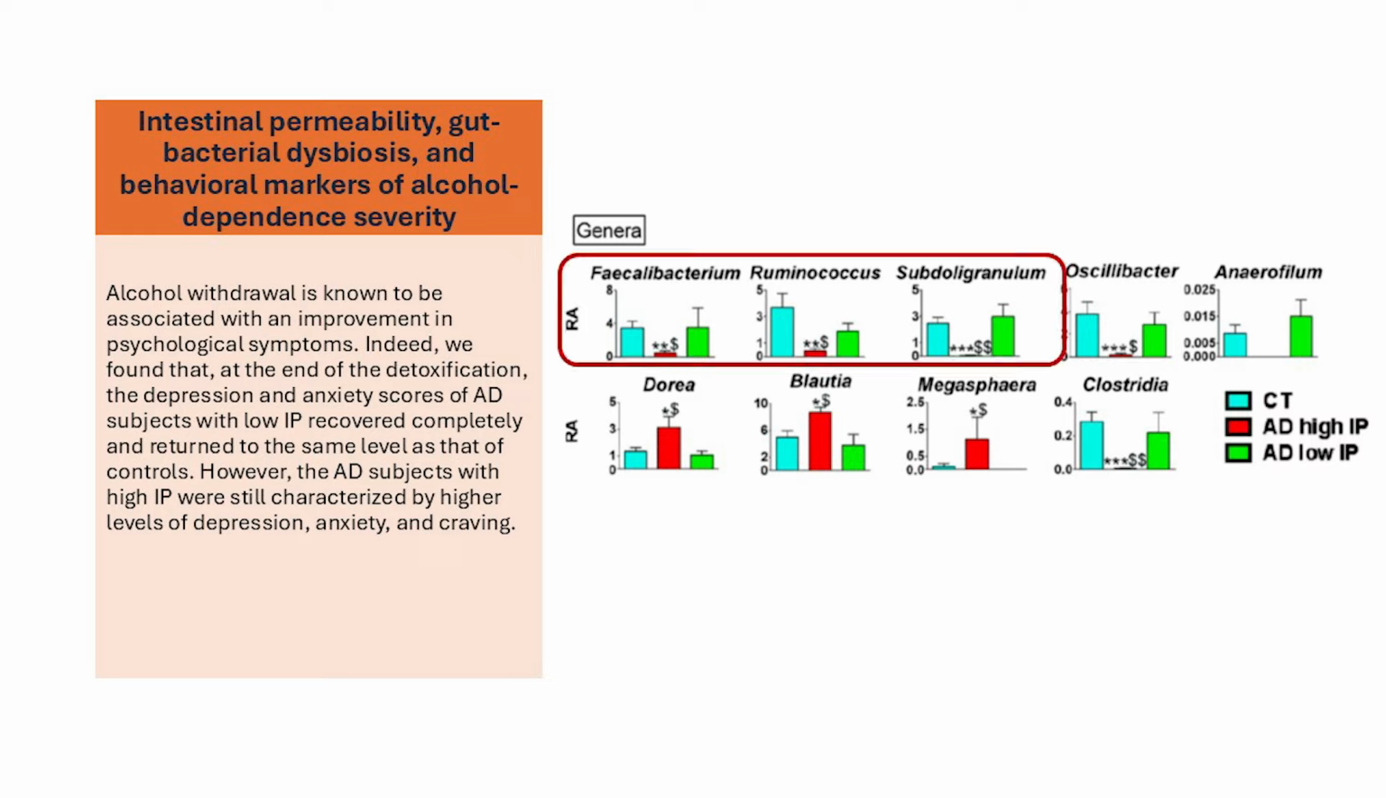As you can see, alcohol dependency subjects with high permeability had a drastic decrease in the abundance of Ruminococcus, Faecalibacterium, Subdoligranulum, Acidaminococcus, and Aerophyllum. As a result of this dysbiosis and permeability, the alcohol-dependent subjects with high permeability were still characterized by higher levels of depression, anxiety, and craving, reinforcing the inflammatory connection between the gut and the brain.